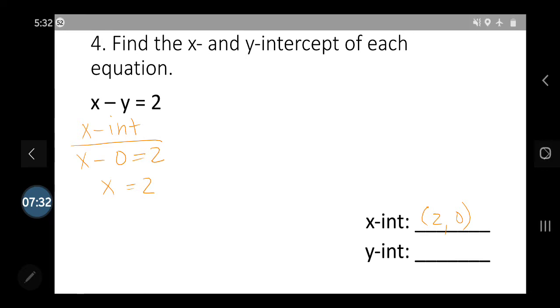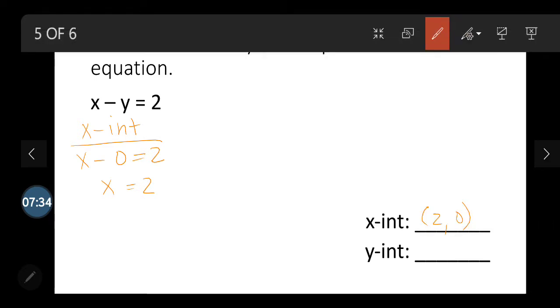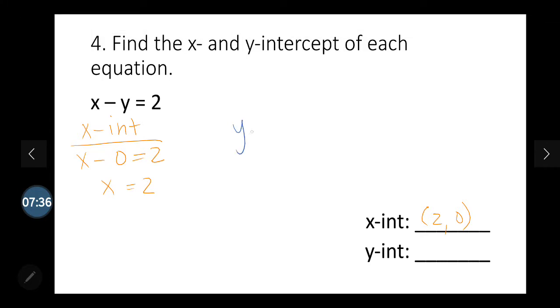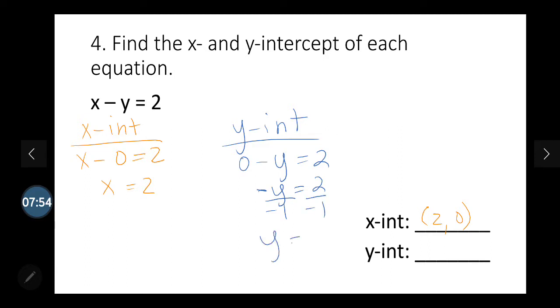Okay, so now let's look at the next one. Let's do the y-intercept. So I would plug in 0 for x. 0 minus y equals 2. 0 minus y is still minus y. I don't want a negative y, so I divide by negative 1, and y equals negative 2. So my y-intercept, when x is 0, y is negative 2.